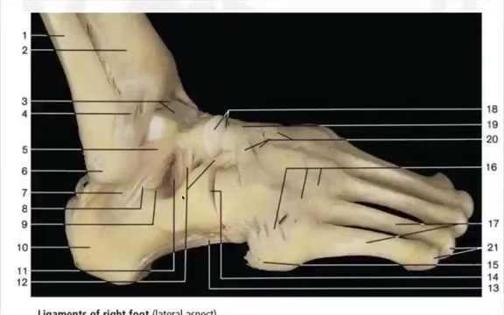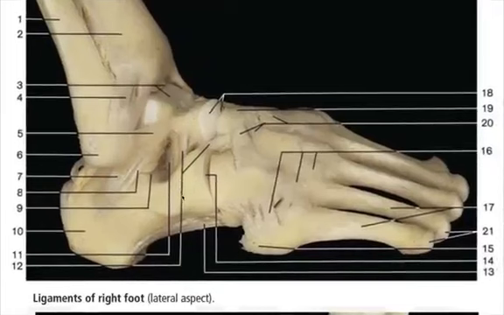About number 7, you can see this is the calcaneum and this is the fibula. So it will be the calcaneofibular ligament. Do you want to know more from this one? You can see a little bit of number 13, which is this one. And as we know, this is the long plantar ligament.